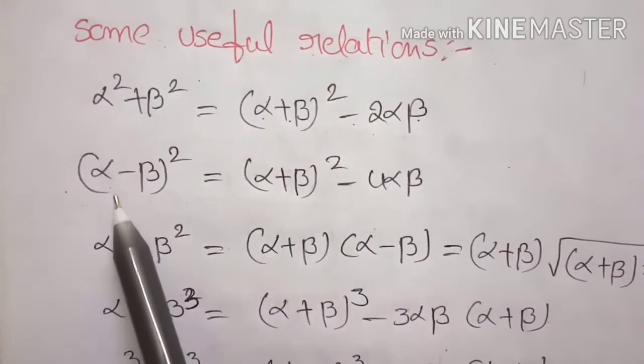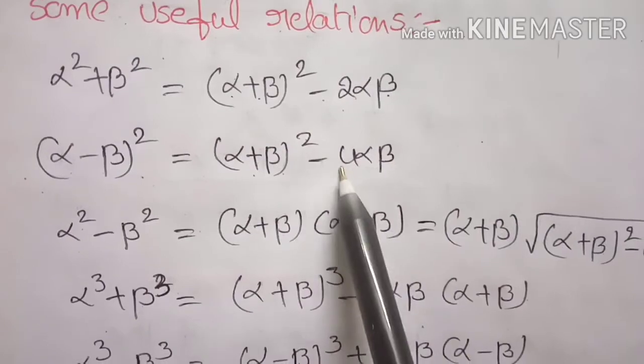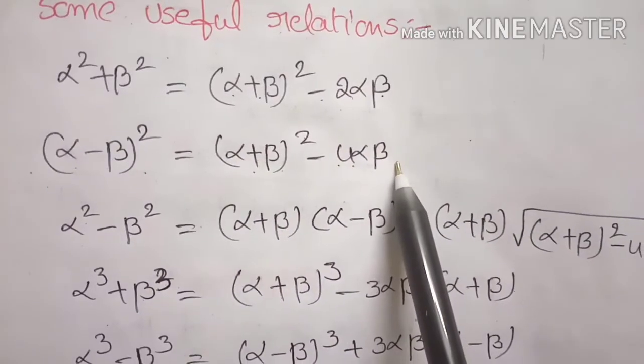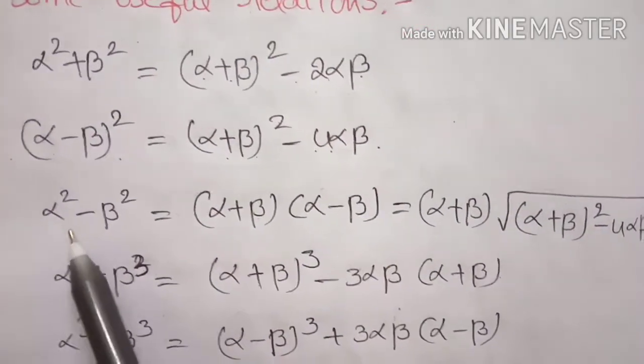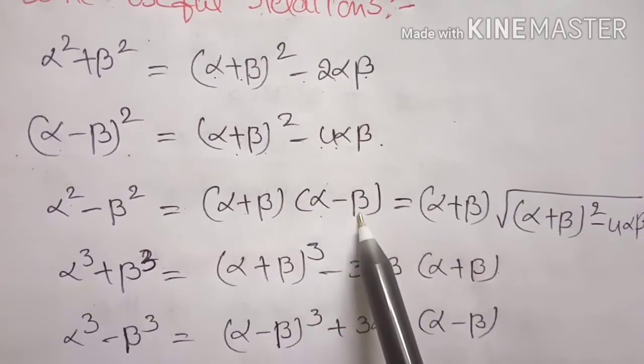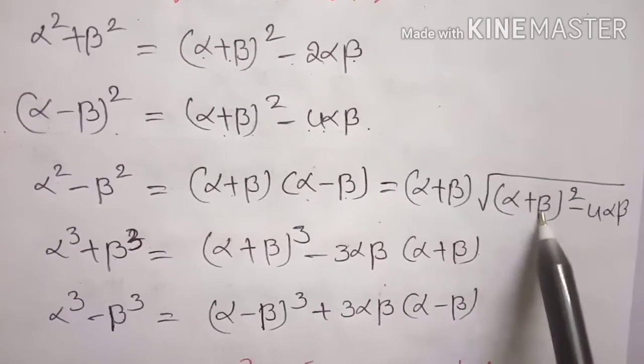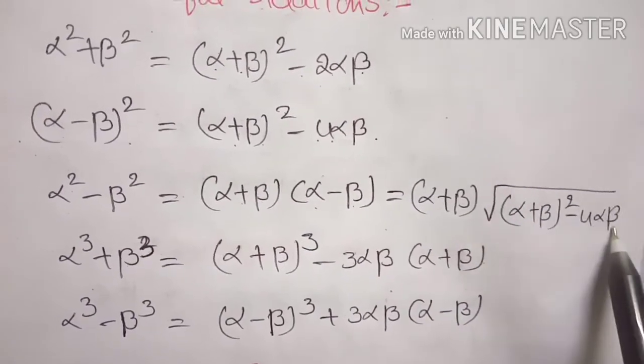Next one, (alpha minus beta) whole square is equal to (alpha plus beta) whole square minus 4 alpha beta. Okay, next one, alpha square minus beta square is equal to (alpha plus beta) into (alpha minus beta), that is equal to (alpha plus beta) into under root (alpha plus beta) whole square minus 4 alpha beta.